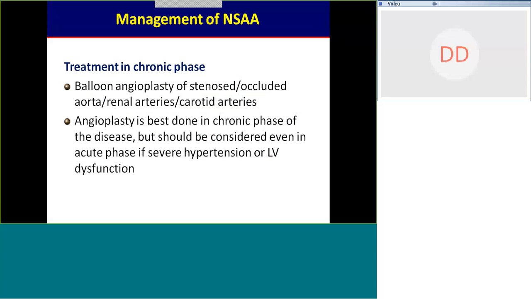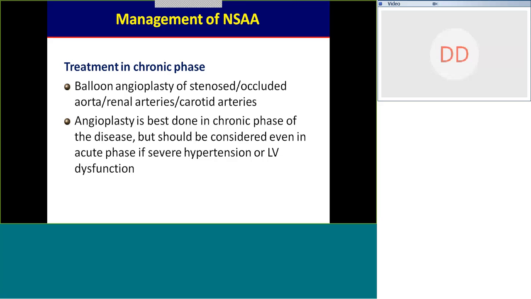Angioplasty is best done in the chronic phase of the disease, but we have done a large number of angioplasties in the acute phase also, because many of these patients are so sick. Either they have severe LV dysfunction, they are in failure, some presenting in flash pulmonary edema, or they have severe hypertension. Then it is not a good idea to give them steroids and wait, because the activity may last for 3 months, and it is better to do an angioplasty even in the acute phase in such cases, although you would avoid it in a stable patient.